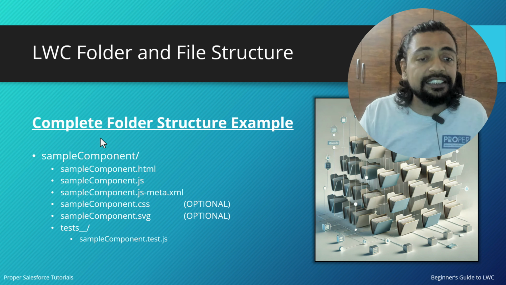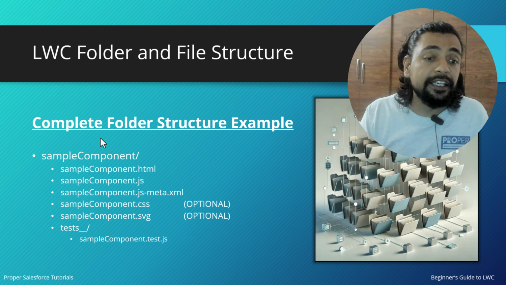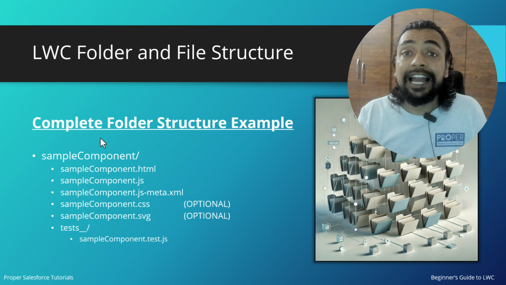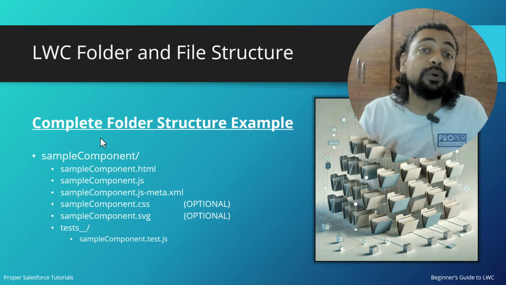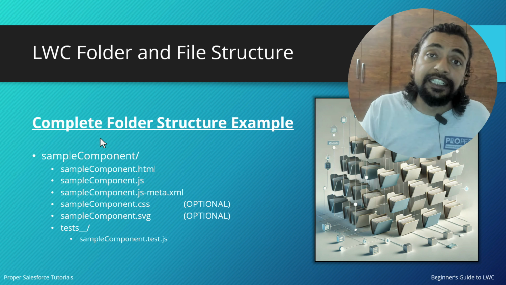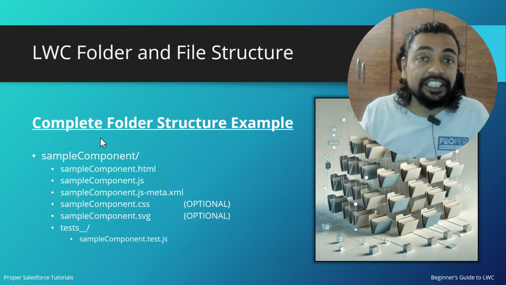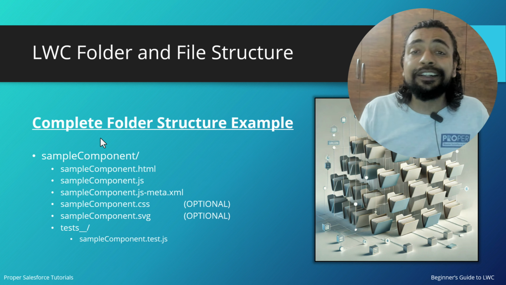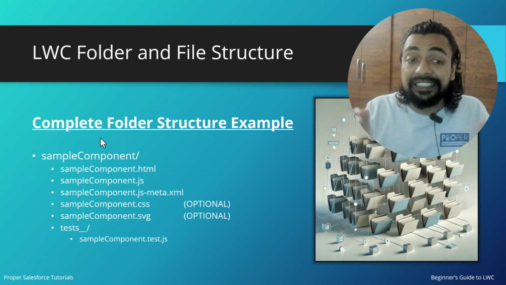.css for CSS files, .svg for SVG files, and then we will have a __tests__ folder that will contain a file for testing. This is the Jest file and its extension is .test.js. So we will definitely not focus on this here, but this is the complete folder structure of a Lightning Web Component. We have talked a lot about it, but now it's time to see things practically.